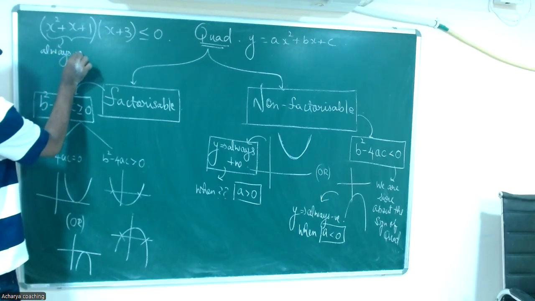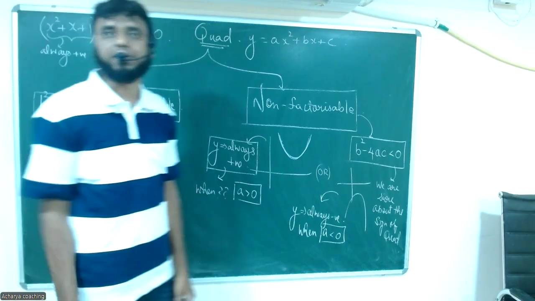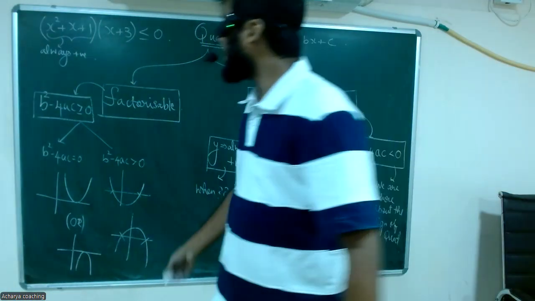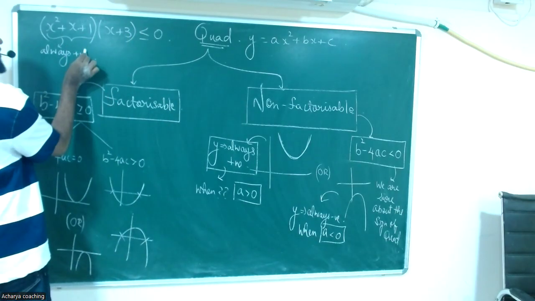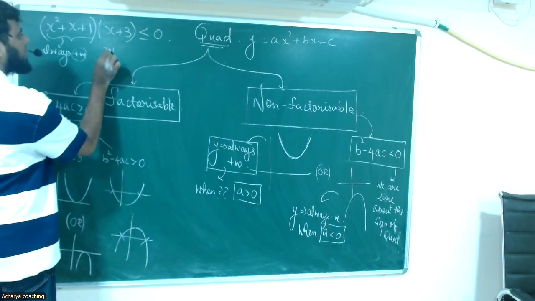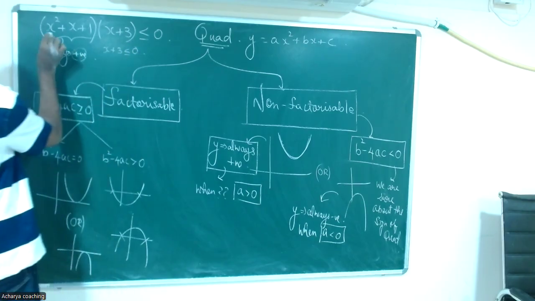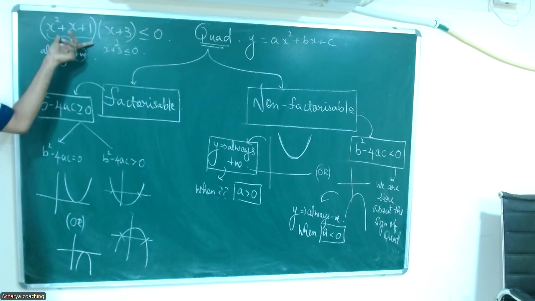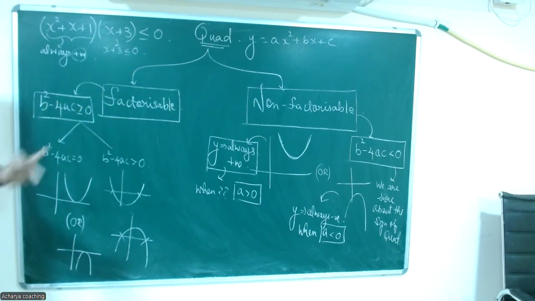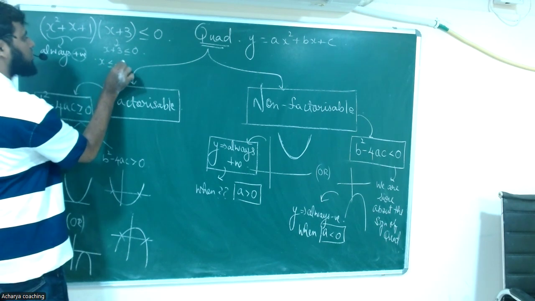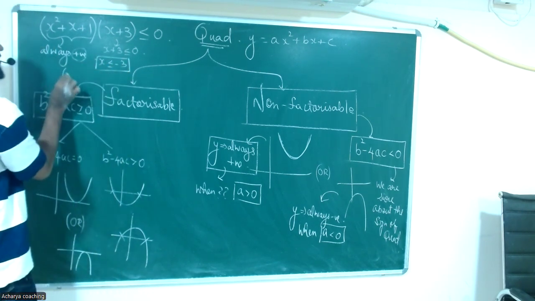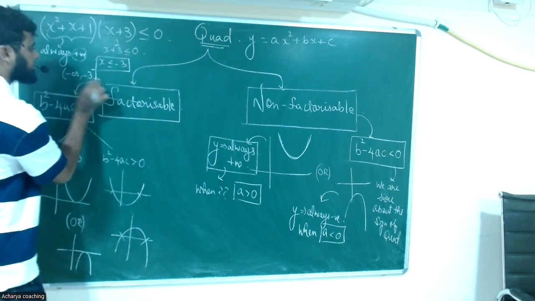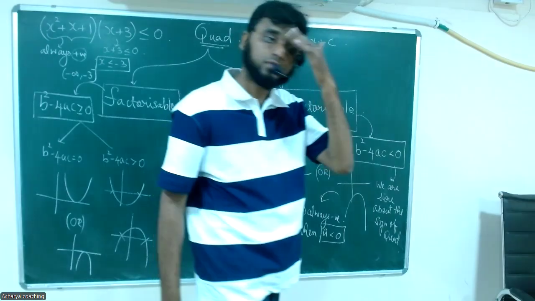In an inequality, if we are sure about the sign, we can divide. Clear? So it means I can divide by x square plus x plus 1. It is always positive. The sign of inequality will not change. This will be same as this one. Because this is always positive, I can divide. Whenever I know the sign, I can divide. So in this case, x will be lesser than or equal to minus 3. So what will be our answer? Minus infinity to minus 3. Clear? Copy this.